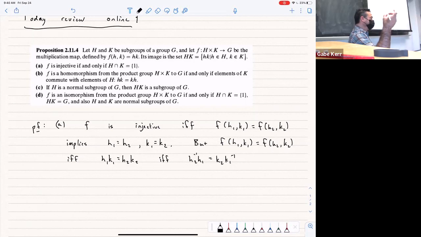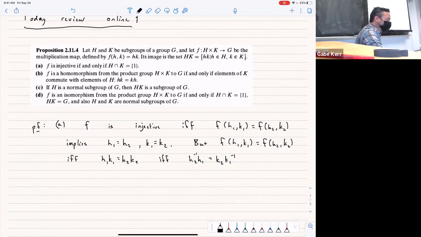But now the trick is to notice something about this equation. Where is this? It's in H. They're both in H. You can multiply, and you can take inverses in H, since H and K are subgroups. This is in H. Where's this? In K, right? That's K2 K1 inverse. Well, if this is true, the only way this is true is if this element, whatever it is, is in both H and K. It's in the intersection.